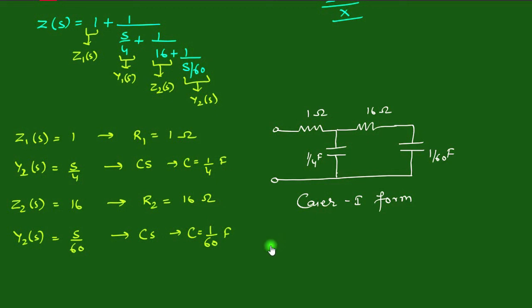Once again, the thing to be noted about this is that we do not perform any test to check whether the given network function is an LC function, RC function, or any other function. We just perform the continued fraction expansion, and the elements tell themselves what kind of element they are.